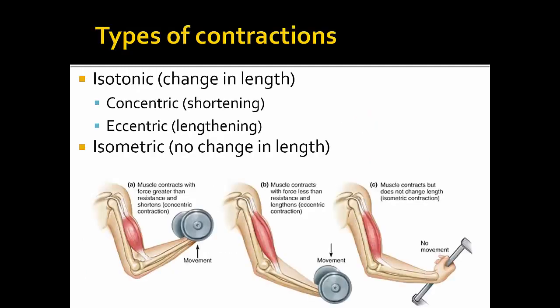Anyway, types of contractions. Okay, so in an isotonic contraction, you change the length of your muscle. In a concentric isotonic contraction, you shorten it. In an eccentric isotonic contraction, your muscle lengthens, okay? So this muscle is contracting against this force, but the weight is moving down. In an isometric contraction, there is no change in length. So this person is just grabbing onto this bar and it is not moving, but that muscle is contracting to apply force against it.